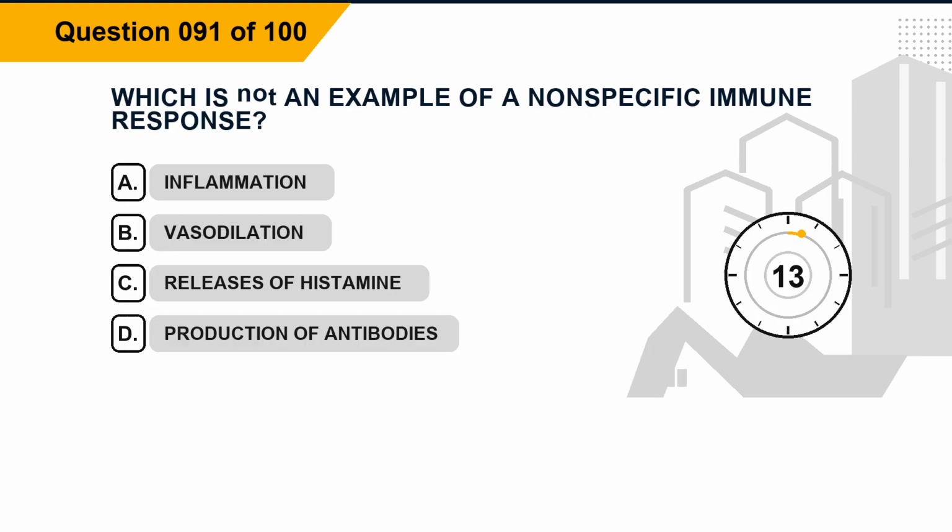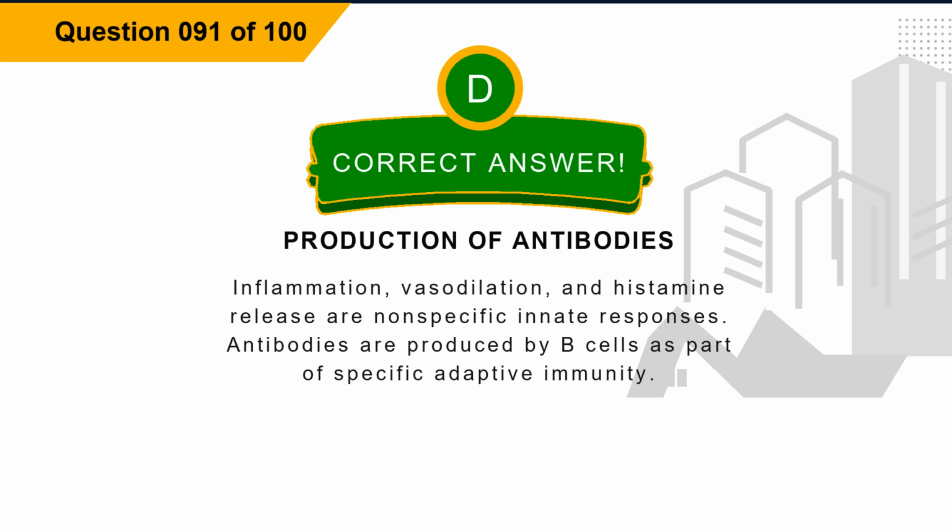Question 91. Which is not an example of a nonspecific immune response? Option A. Inflammation. Option B. Vasodilation. Option C. Release of histamine. Option D. Production of antibodies. The correct answer is option D. Production of antibodies. Explanation. Inflammation, vasodilation, and histamine release are nonspecific innate responses. Antibodies are produced by B cells as part of specific adaptive immunity.